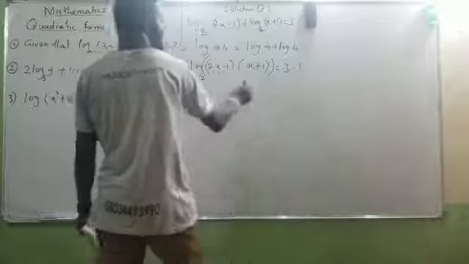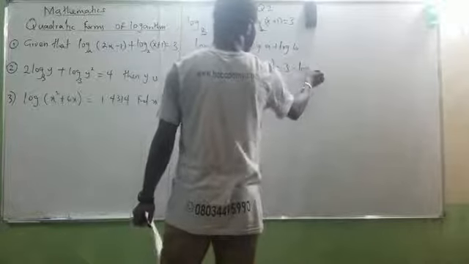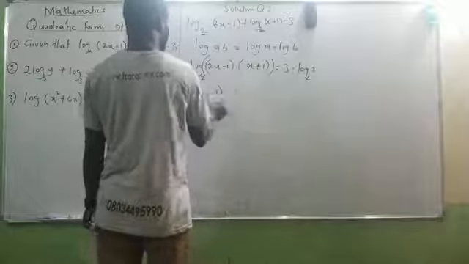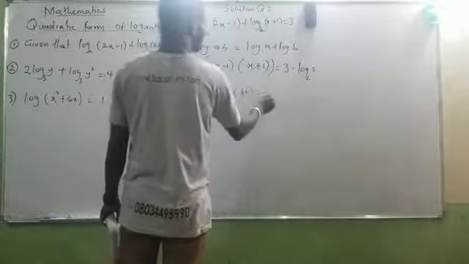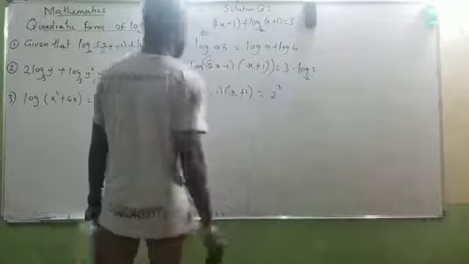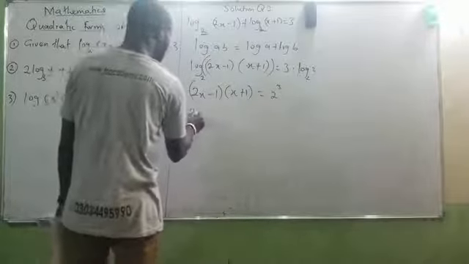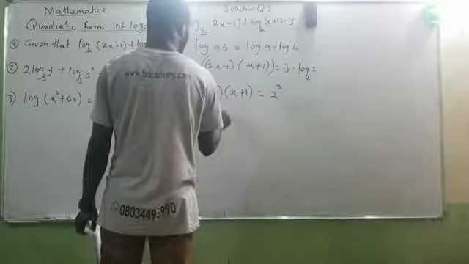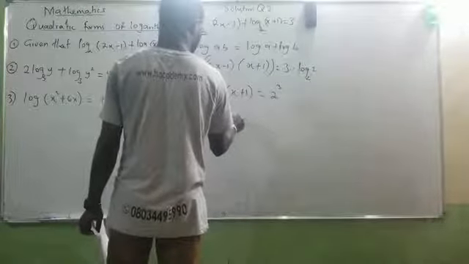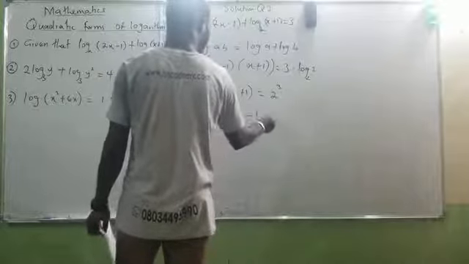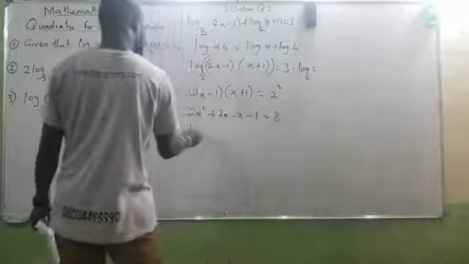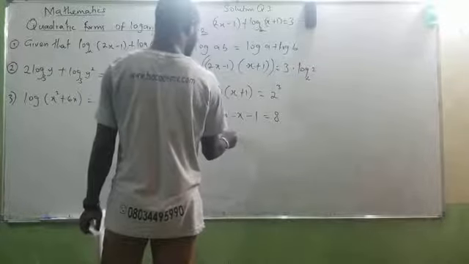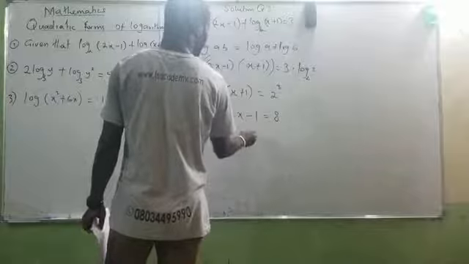Now, I can decide to multiply this one by 1. What is my 1? I can call it log to base 2, which gives me log of 2x minus 1 times x plus 1 equals 2 raised to power 3. Now, can I open my bracket? I have 2x squared plus 2x minus x minus 1 equals 8. This will be 2x squared plus x minus 1 minus 8 equals 0.